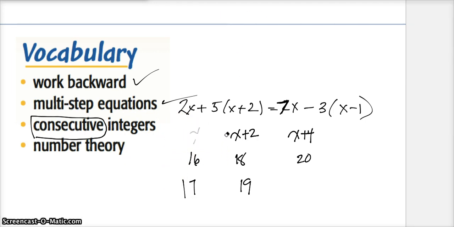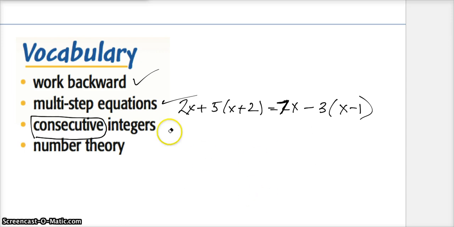You need to know how to use the proper variable representation for that, and that's what we just discussed. And that's it for vocabulary. Let's go ahead and work on some examples.